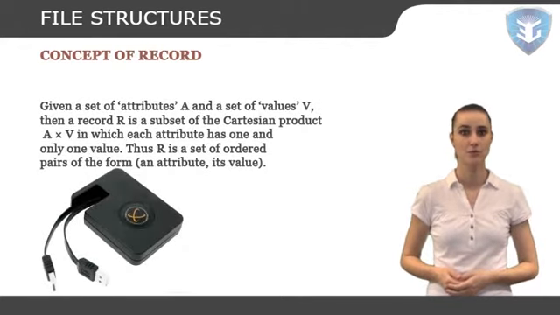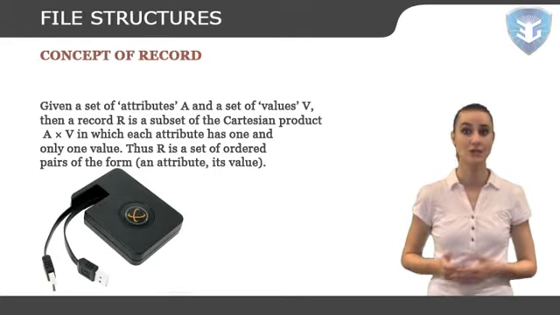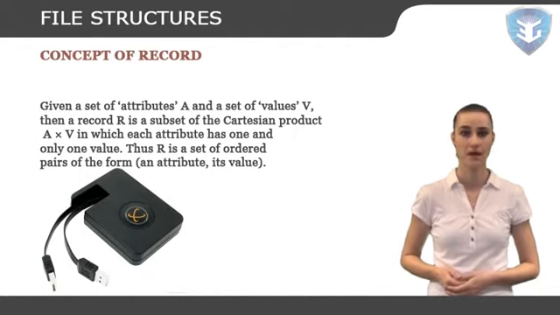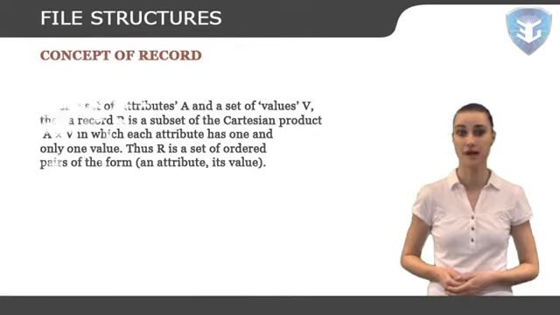Given a set of attributes A and a set of values V, then a record R is a subset of the Cartesian product A times V in which each attribute has one and only one value. Thus R is a set of ordered pairs of the form (attribute, value).